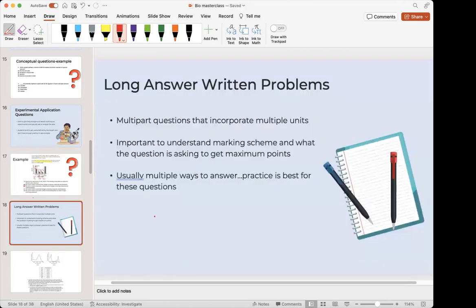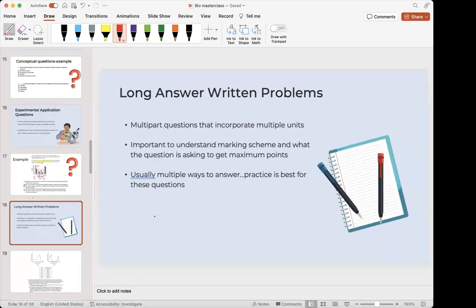Now, the last type are probably the hardest ones, which are your long answer written questions. They're typically multi-part questions that incorporate multiple units, like I said. So for this, there's going to be a graph or an experiment, and then part A is asking you a general question, then they get a little bit more specific and include different units. It's really important for these to understand the marking scheme and what question is being asked to get the maximum amount of marks. Students don't know how they should answer the question because they've never seen an AP exam marking scheme. So what we explicitly do, at least in our program, is we'll do an AP exam question and we'll talk about it, we'll answer everything, and then we'll look at the marking scheme after.